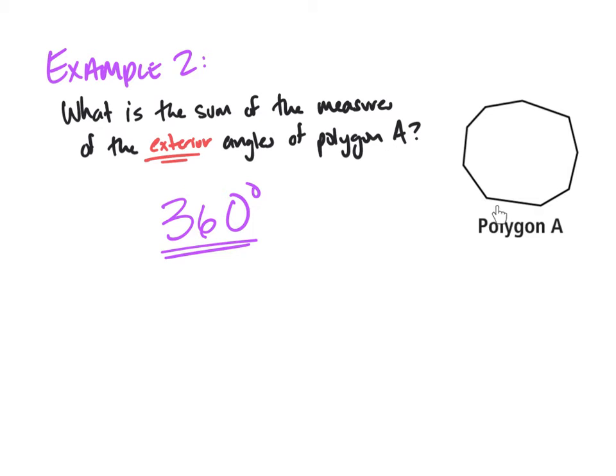Doesn't matter that it has 9 sides. It could have had 3 sides. It could have had 10 sides. It could have had 27 sides. The sum of the exterior angles will always be 360.